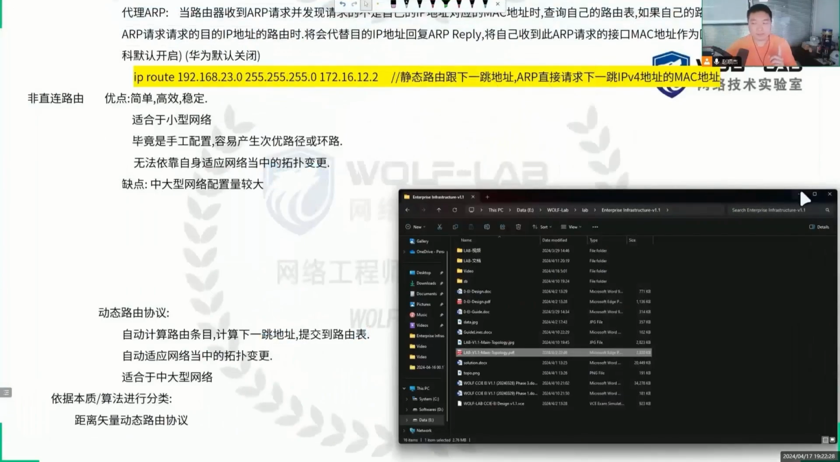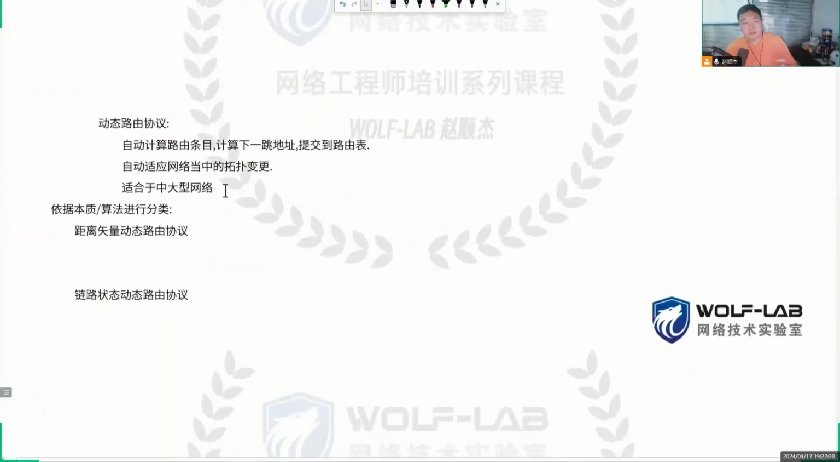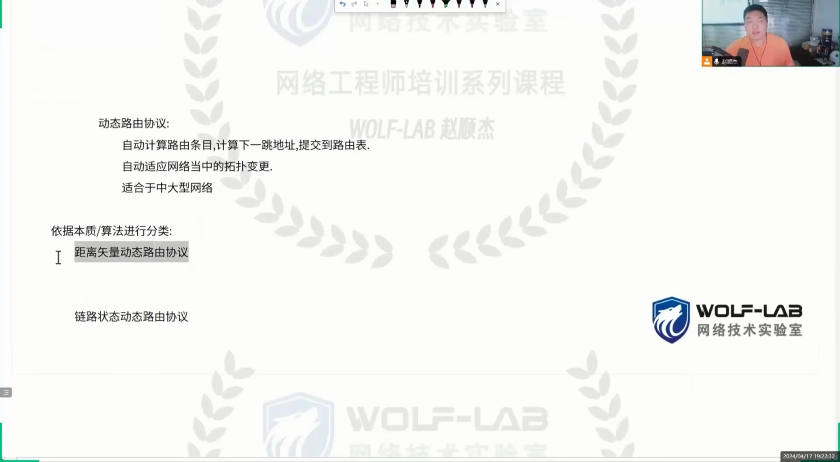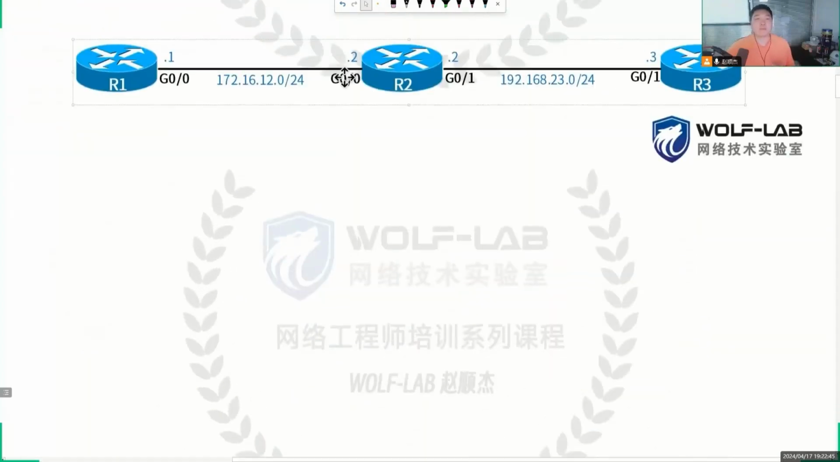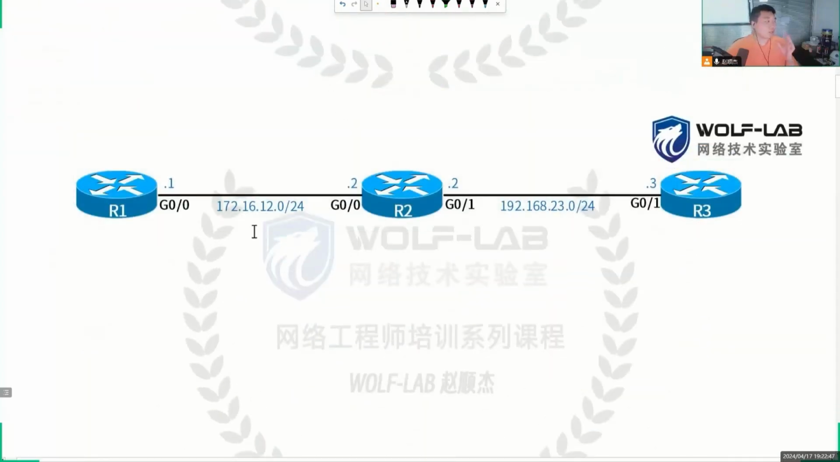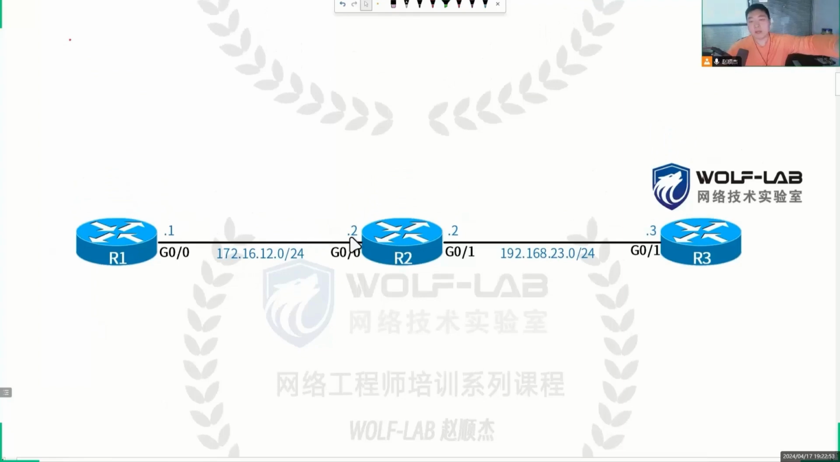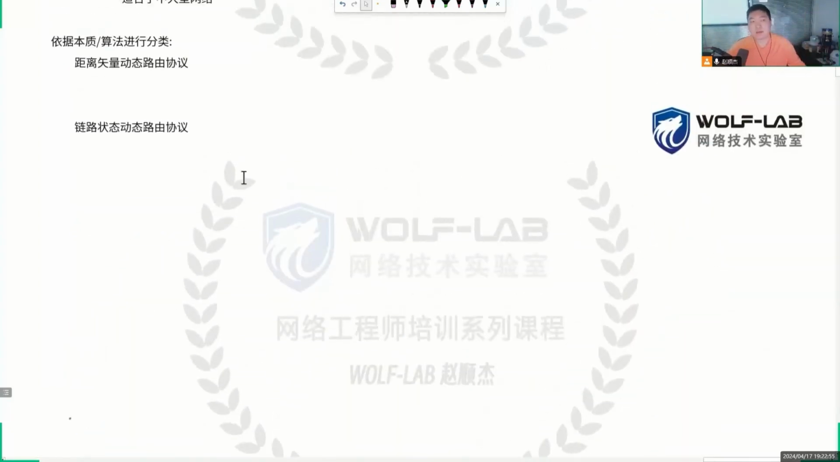The working mode of dynamic routing protocols. Based on classification method, we mainly divide them into two types: distance vector dynamic routing protocols and link state dynamic routing protocols. How does a distance vector dynamic routing protocol work? We take a diagram and use this diagram to calculate. Suppose we want to run a distance vector dynamic routing protocol among these three routers.